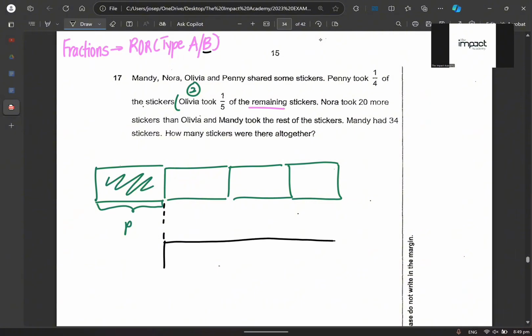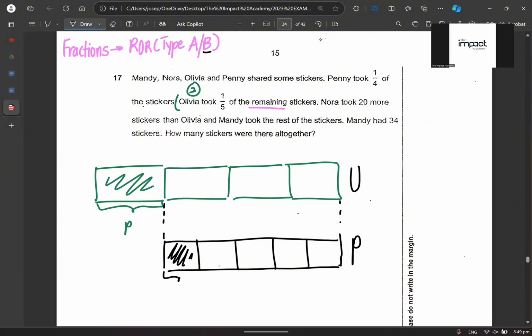Agree or disagree? How many parts am I going to draw? 1, 2, 3, 4, 5. Agree or disagree? Can you see units and parts? Isn't this also very related to what we have done in BNA? Olivia took what? She took 1/5. Very good.